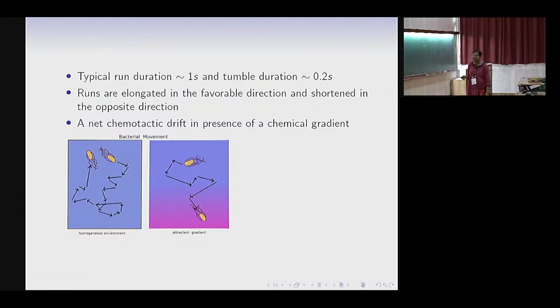Here in the left panel, we see an E. coli cell in a homogeneous environment. And you see it does a lot of run and tumble, but after a large number of runs and tumble sessions, it comes back to roughly where it started. On the other hand, here by using this color code, we have shown a chemical gradient, an attractant gradient. So whenever you are running downward, those runs are elongated. So after a few runs and tumbles, the cell actually has moved in the direction of increasing attractant level.